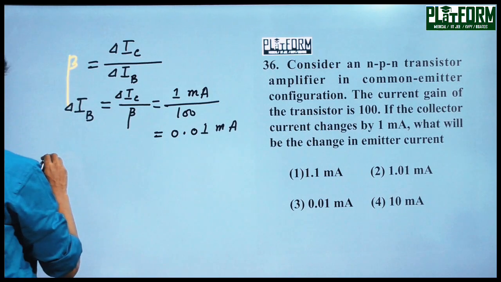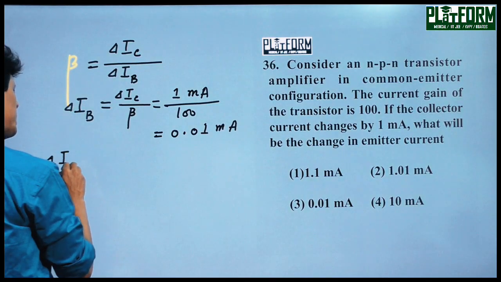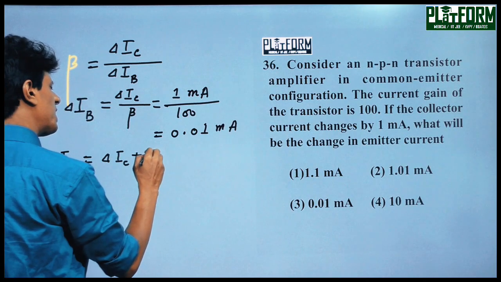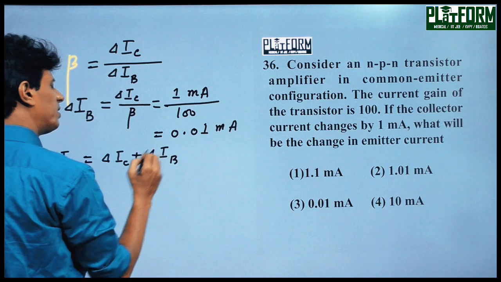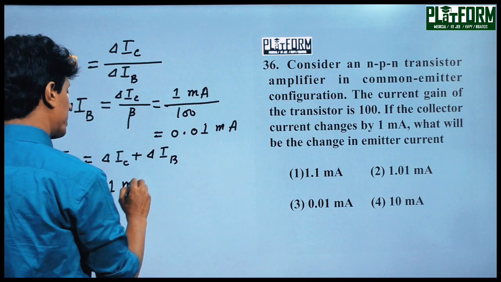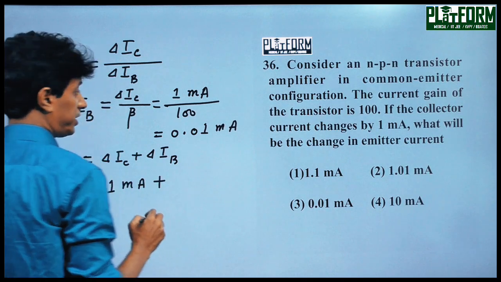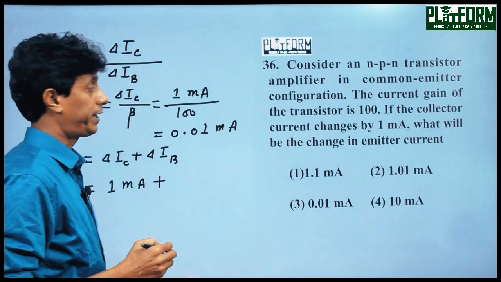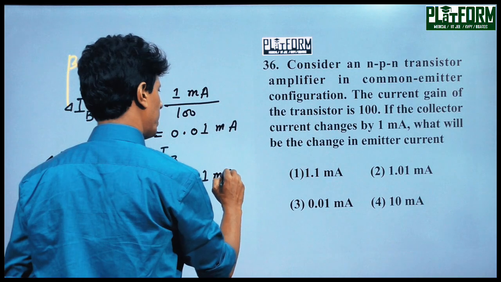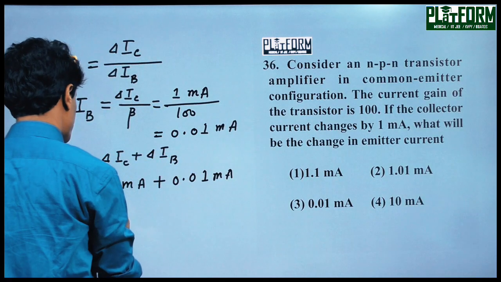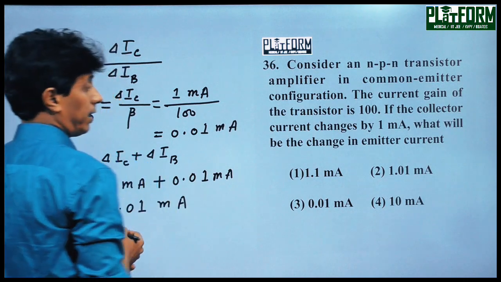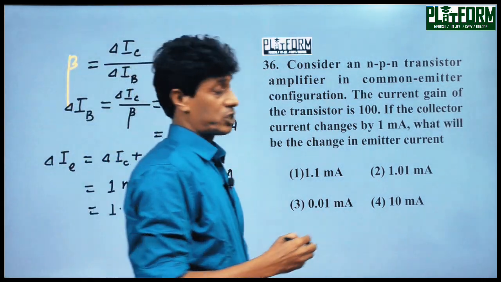What will be the change in emitter current? The change in emitter current, del IE, is equal to del IC plus del IB. Del IC given in the problem is 1 milliampere and the change in base current already calculated is 0.01 milliampere, and finally the answer is 1.01 milliampere, and the correct option here is 2.